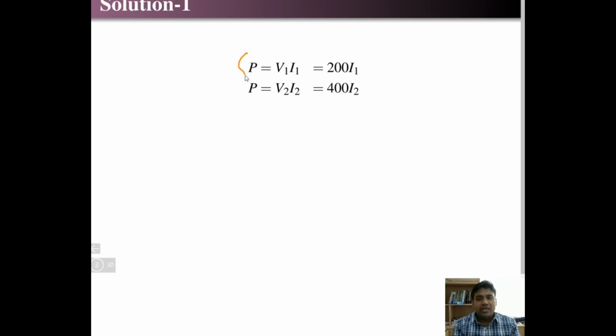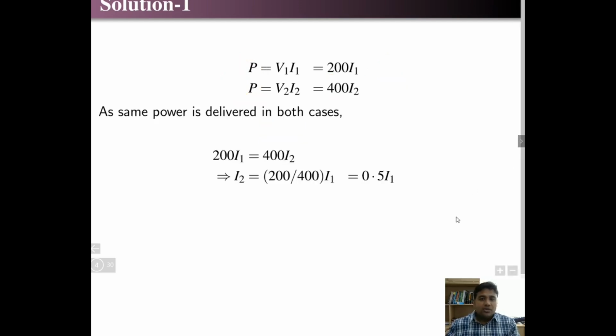The two cases that we have for the DC system, one has 200 volts, another has 400 volts, and we know that power is equal to voltage into current. So we can create two cases, 200 I1 and 400 I2, as the powers are the same for the two cases. On equating the powers, 200 I1 is equal to 400 I2, we can find the relationship between I2 and I1. So we get I2 is equal to 0.5 times the current I1.